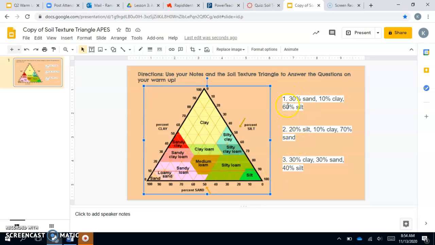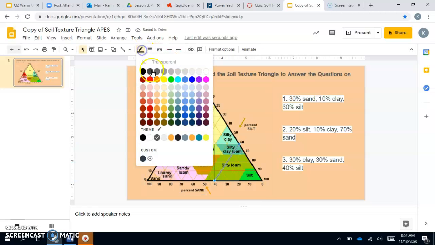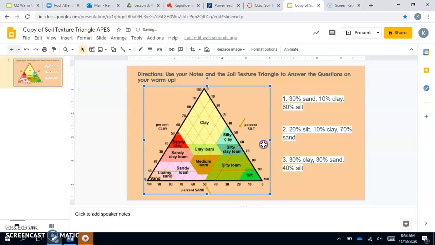Then I'm going to do my percent silt, which is 60%. So I'm going to come over to my silt side, and we see this arrow that comes down at this angle. So I'm going to find my 60% silt. I'm going to put my dot right there, and I'm going to draw my line down, like that. And I'm going to change it to red. So now we have our clay line and we have our silt line.